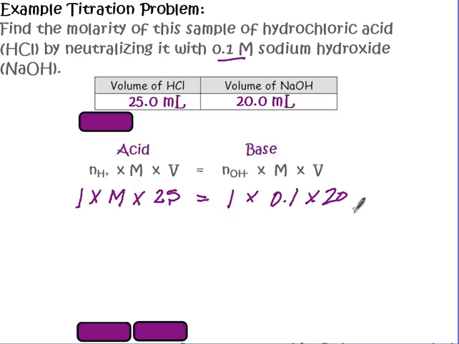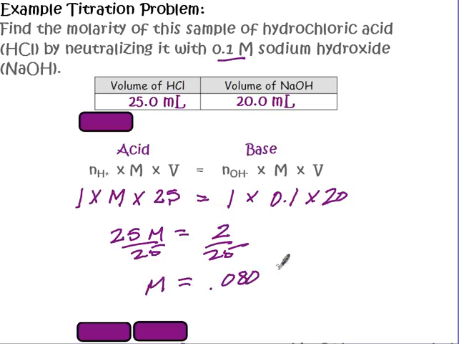So if you do some fancy algebra here, hopefully you can do this. I'm only going to do the algebra once here. If I collect everything up, I should have 25M is equal to 1 times 0.1 times 20. That should be 2. So divide both sides by 25, and I get that my molarity is 0.080 molar. Not sure if my sig figs are really correct on that, but that's how you do it.